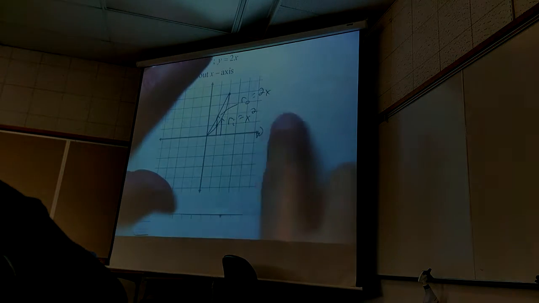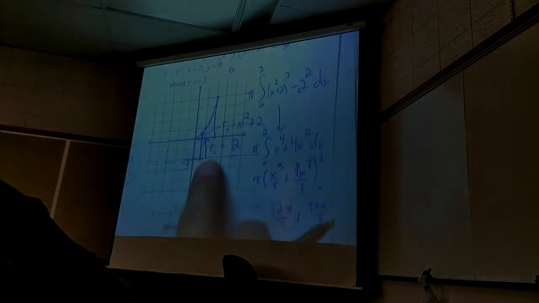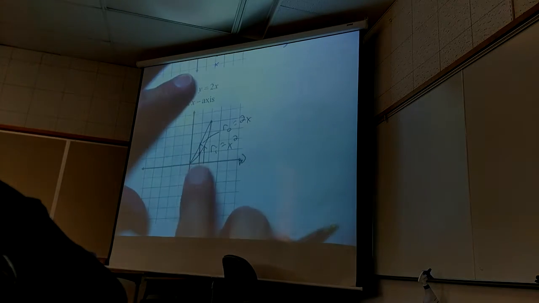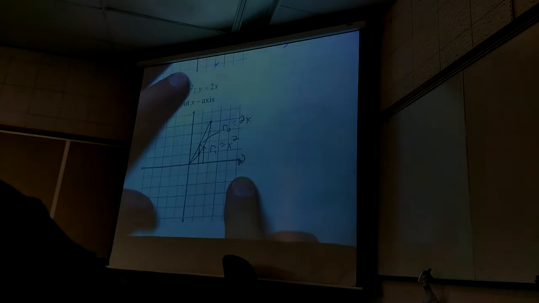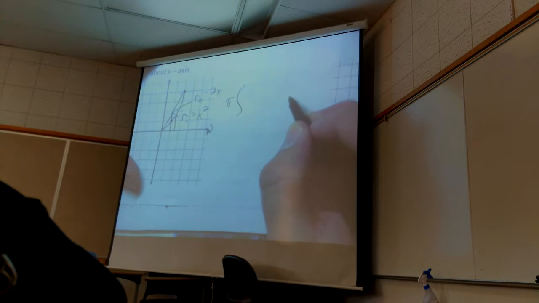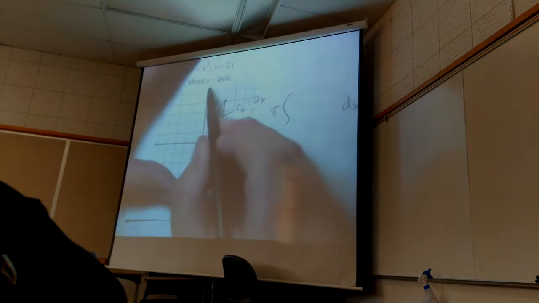Well, I don't have to do any plus 2 or anything weird like the last one because my axis of rotation is the x-axis. So it's 0. Maybe. So now this is going to be pi integral from what to what? What are we doing, dx or dy? dx, because I'm rotating around the x-axis. So what's x doing? 0 to 2.